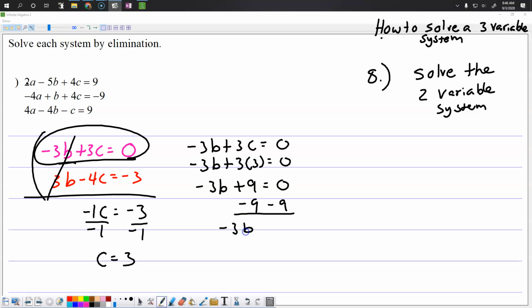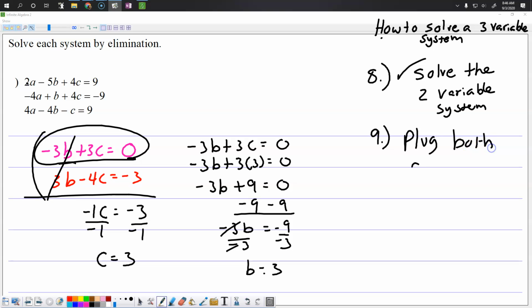And this is all just old news. So this is all step 8, just solving a 2-variable system of equations. We did that back in Unit 1. So we have c equals 3 and b equals 3. Now after you solve that 2-variable system, plug both of those answers in to one of the original equations to solve for the last variable.